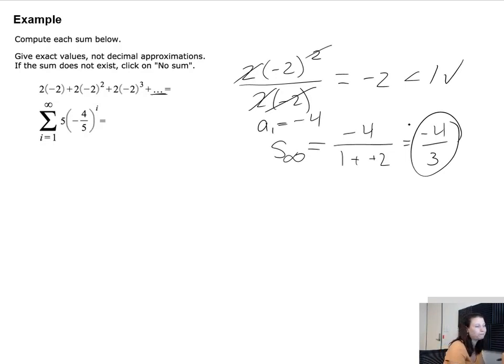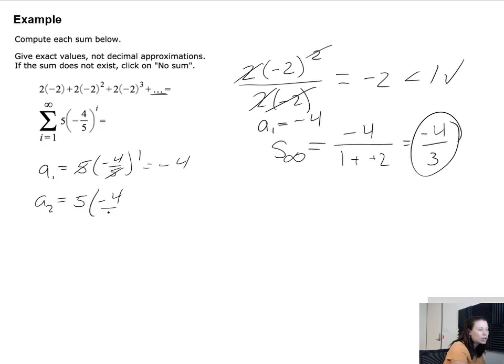Who knew, right? Okay, now on this one, let's figure out a couple terms so we can calculate r. So a1 is equal to 5 times negative 4/5 to the first power. So our 5's cancel and we get negative 4. So let's find a2. That's 5 times negative 4/5 squared. So that's 5 times positive 16 over 25. So 5 cancels and we get 16/5.